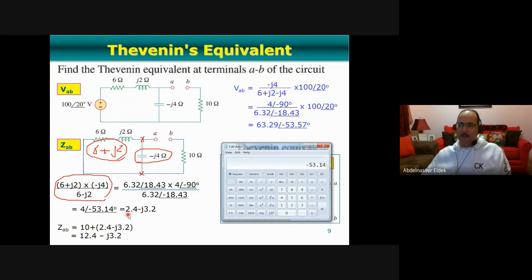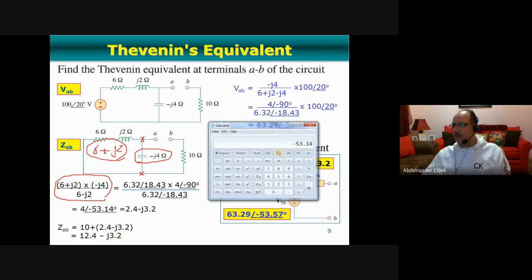You can convert it back, of course, to real and imaginary. How do you do that? You just say that it is 4 times cosine of negative 53.14, equal. It is almost 2.4. And 4 times sine of negative 53.14, equal, will be negative 3.2, so negative j3.2. So this is the parallel combination between these two here.